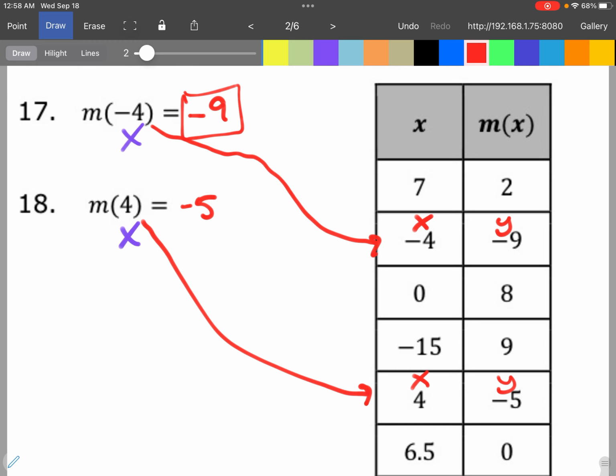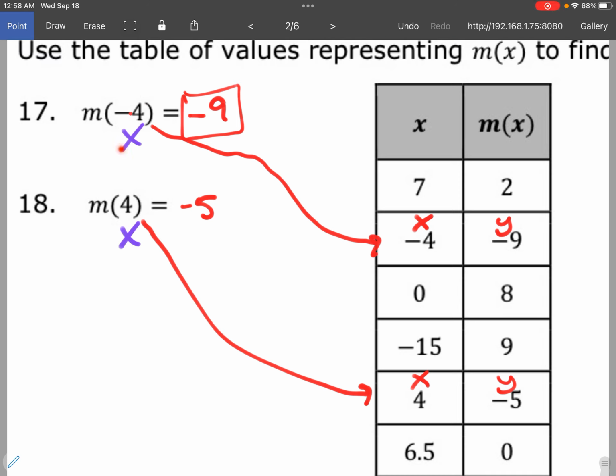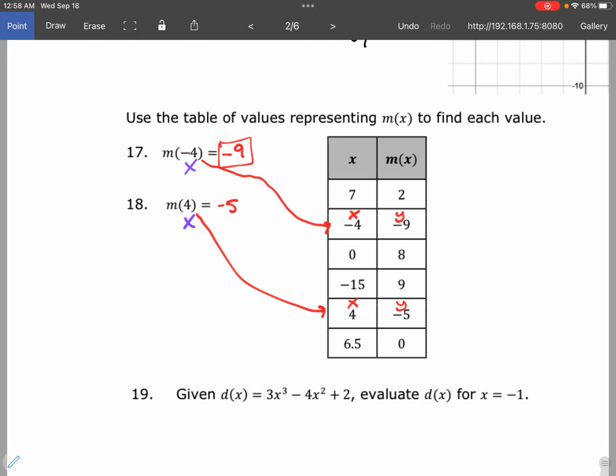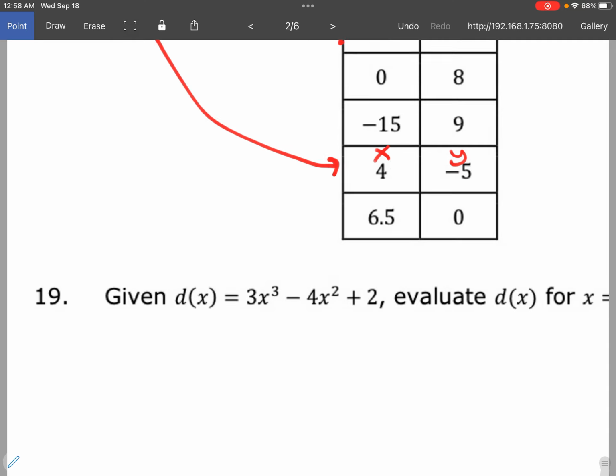Identify where x is. X is always located inside the parentheses. If they give you x, they want you to find y, okay? And you're going to hear me say this over and over again. Repeatedly. It just doesn't stop.